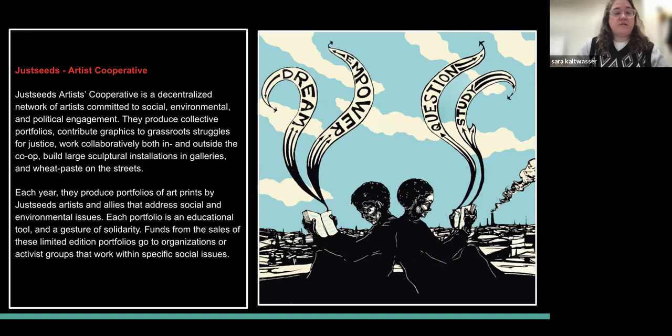This is a really wonderful example of how individual artists can move to collectively activate a conversation, and then all of their portfolios are sold in editions, and they raise money for issues related to that work. So they'll donate the thousands of dollars that they make from the sale of these artist portfolios to raise money for the mission or the issue.